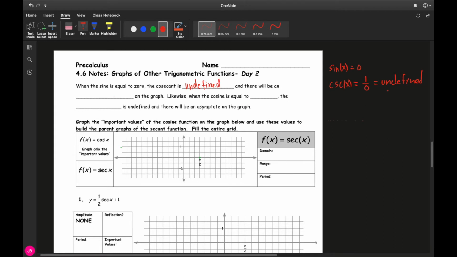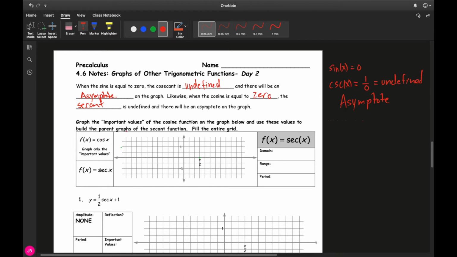And what do we have when we have undefined values on graphs? It will be an asymptote. So we're going to have an asymptote on the graph. Likewise, when cosine is equal to 0, the secant is undefined, and there will be an asymptote on the graph. So sine is a reciprocal of cosecant, and cosine is a reciprocal of secant. The same thing holds true for cosine and for secant.